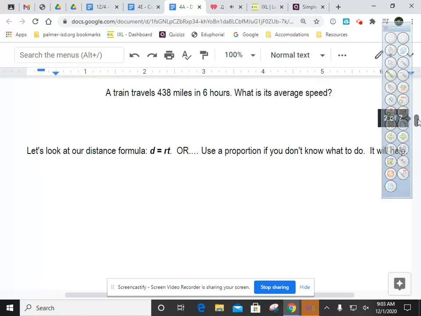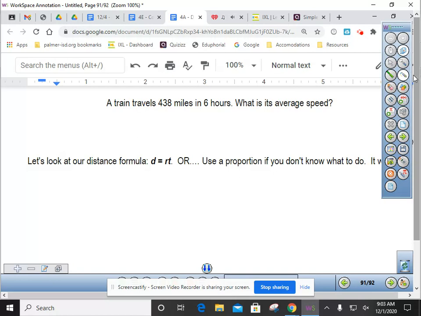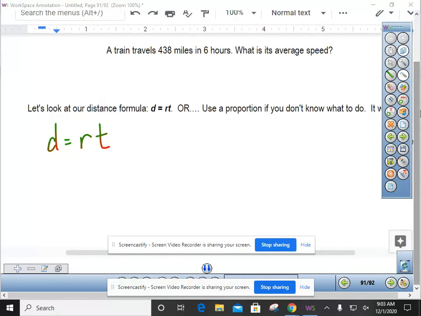Here is a rate problem. A train travels 438 miles in 6 hours. What is its average speed? So we're going to use the distance formula here. I'd like for you to put your pencil down and just watch. So there's the distance formula. Do you remember the distance formula from yesterday? Oh, it's D equals RT.